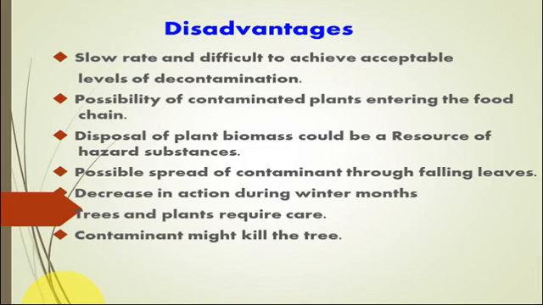Disposal of the plant material could be a hazardous waste. After accumulation, after the plant has completed its life cycle, we have to remove the plant. Either we have to burn it, or we have to remove it and throw it into another place. That means the plant material may become a hazardous waste. One more disadvantage is that fallen leaves which have already accumulated the metals may enter into the soil, which is of no use.